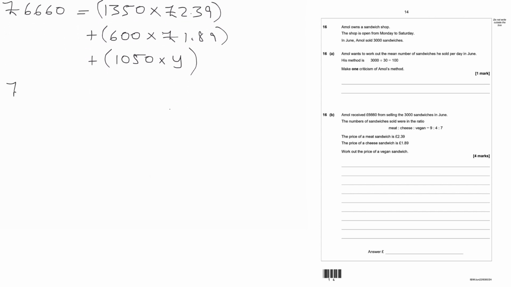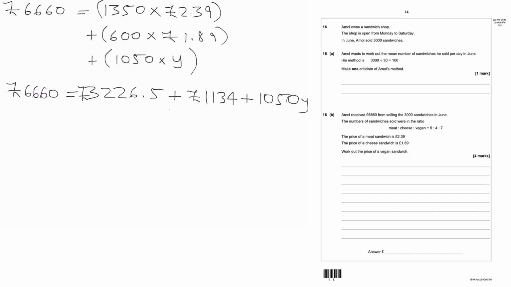So we have £6,660 equals, and if I work this out, for the meat, 1,350 times £2.39, that is 3,226.5. I'll just keep it in pounds. Plus 600 times £1.89, which is £1,134, plus 1,050y.